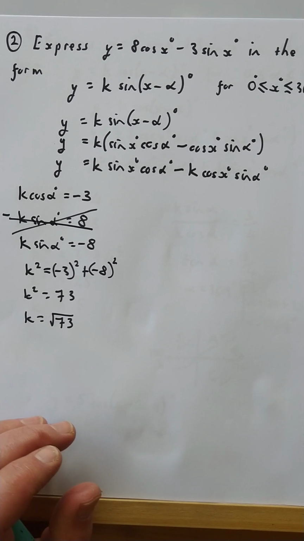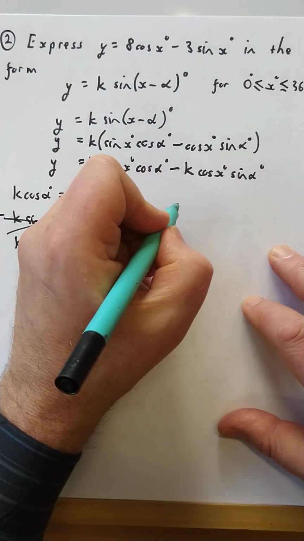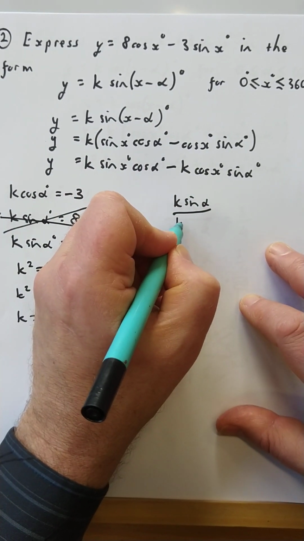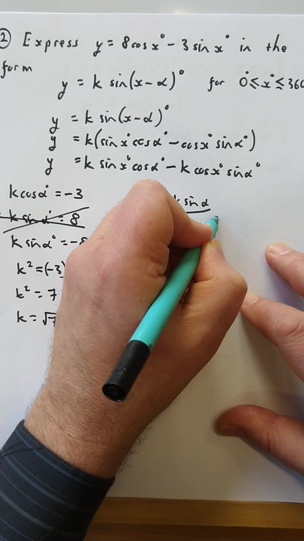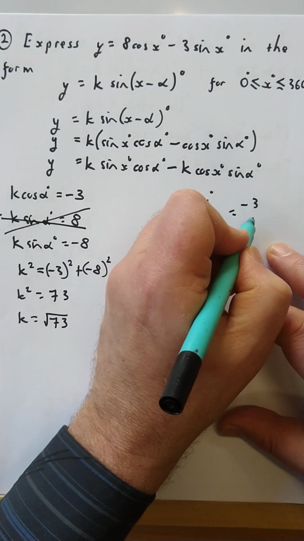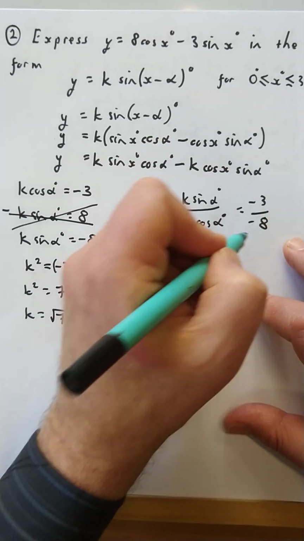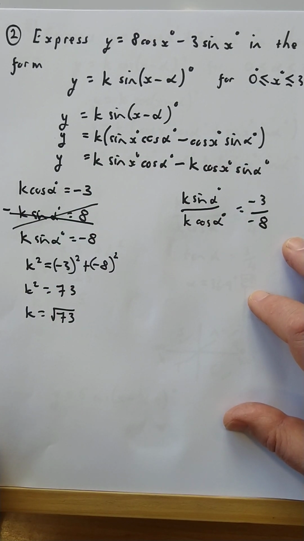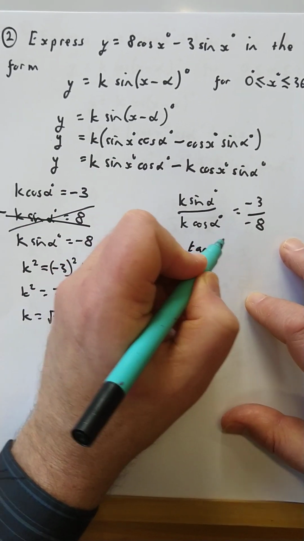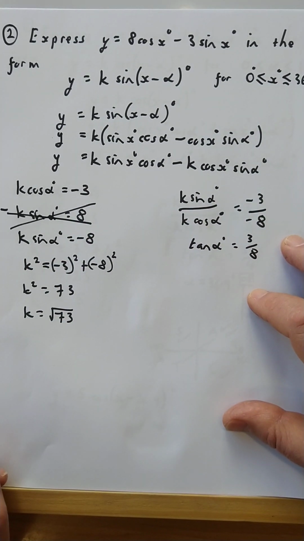Finally, work out what alpha is, how much the angle is moved to one side. I'll do the sine term divided by the cosine term. So k sine alpha over k cos alpha. I'll include the signs. Negative 8 over negative 3. Now, in my two examples, one was two positives and two negatives. You can, of course, have one of each, but everything just works in the same way. K's cancel. Sine over cos is tan. 8 over 3, since minus signs cancel.